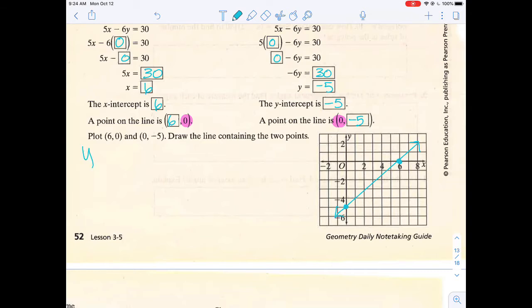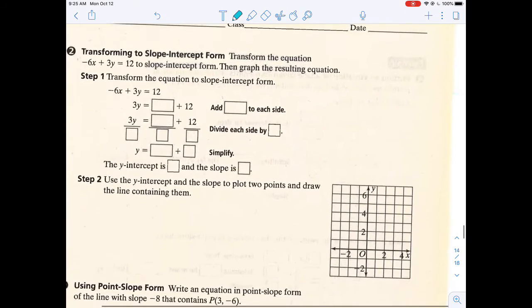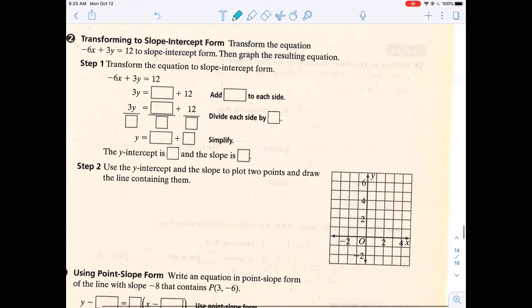There's our line. So remember, if you want the y-intercept, we're going to make x 0 and solve. And it's always going to be a point 0 and then your answer. If you want the x-intercept, we're going to make y 0 and solve that equation. The point is always your answer and then 0.